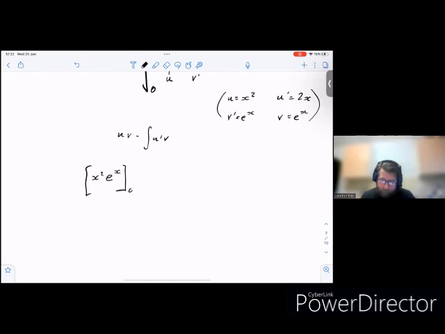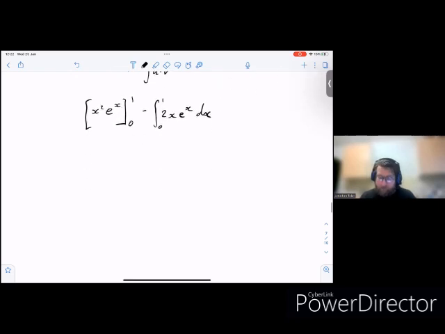This is between 0 and 1, minus the integral of u dash v. So this is 2x e to the x between 0 and 1. And we have to do integration by parts again. So now we're going to call this term u and this term v dash. So u is 2x, u dash is 2, v dash is e to the x, v is e to the x. I'm just going to sub all the numbers in at the very end.